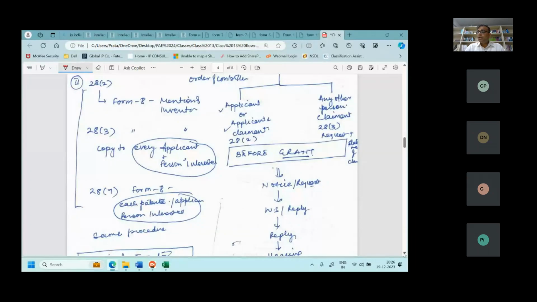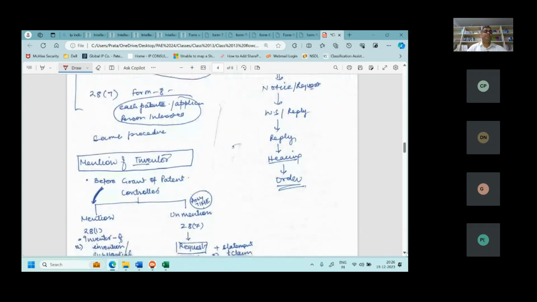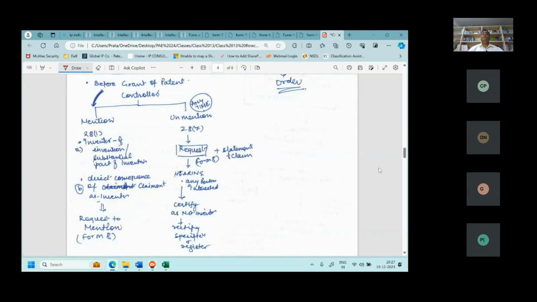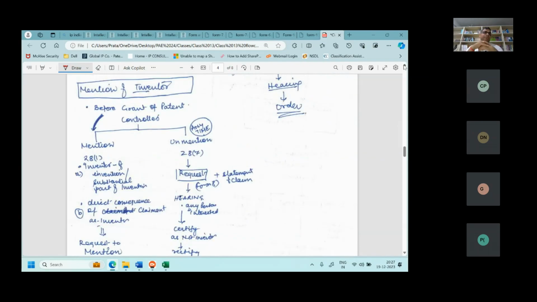Now, there is another concept, called mention of an inventor. Mention of inventor is a pre-grant proceeding. It is in section 28(3). Suppose there is a true and first inventor, and he has not been mentioned as an inventor. Please remember, if your name is being included as an inventor, you are not getting any right. There was a question earlier also, and few people have answered that the inventor should be the other party.